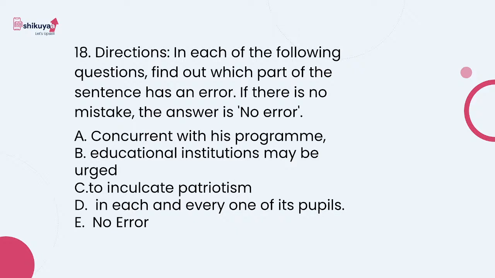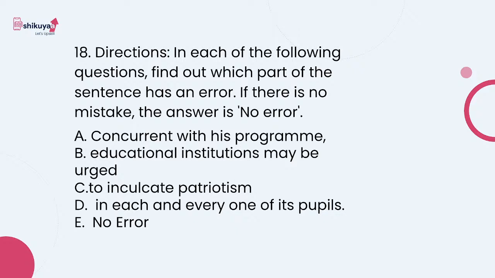So here we need to replace its by their, as the subject is educational institutions. So we need to replace its in part D. In part A, concurrent with his program, there is no kind of error. In part B, educational institutions may be urged, there is passive voice of helping verb may, that is absolutely correct. Part C, to inculcate patriotism, that is also right. In part D, in each and every one of its pupils, here instead of its, we need to use their.